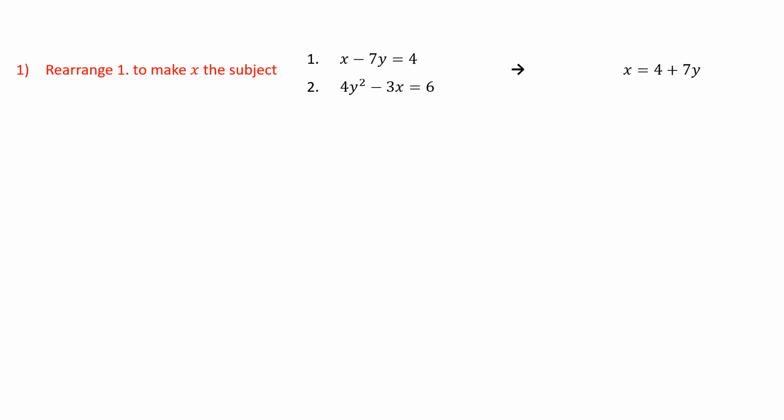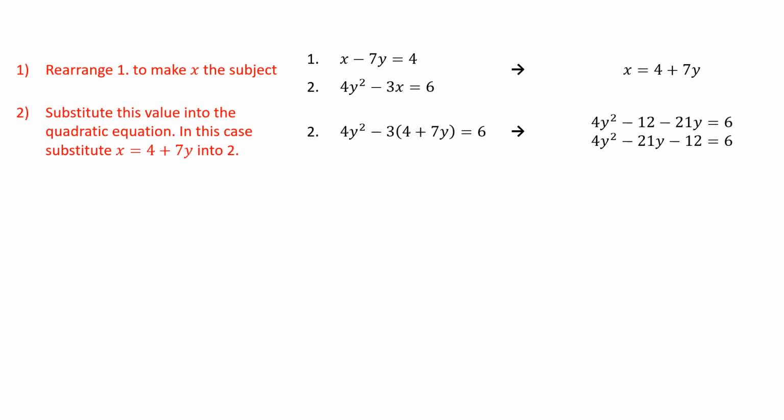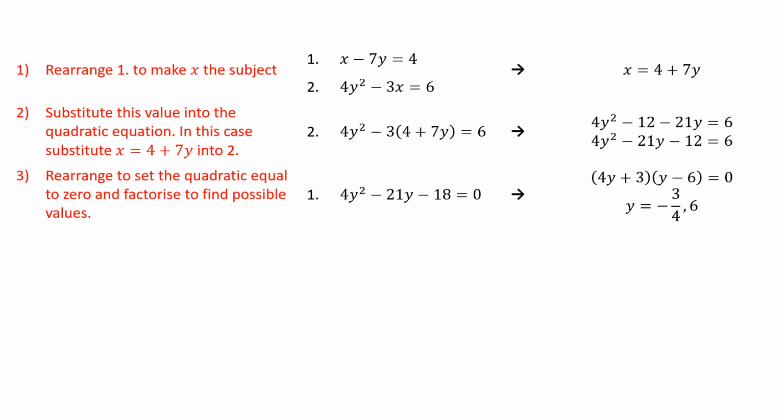To do this, we take our linear equation, which is equation 1, and we're going to make x the subject. So when we do this, we get that x equals 4 plus 7y. We're now going to substitute this into equation 2. When we do this and then set equal to 0, we get 4y squared minus 21y minus 18 equals 0. We can now factorize this as (4y plus 3)(y minus 6). This gives us our y solutions as minus 3 over 4 and 6.